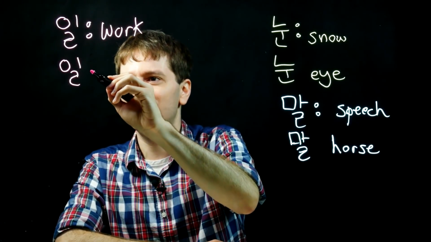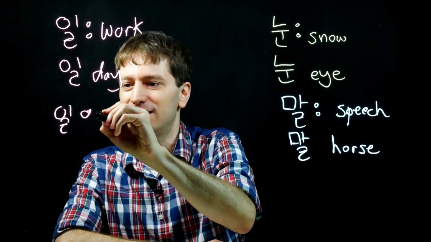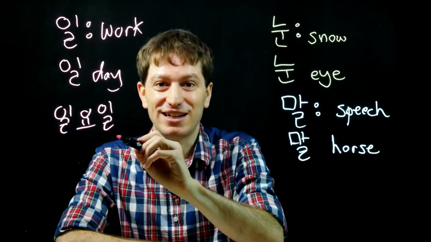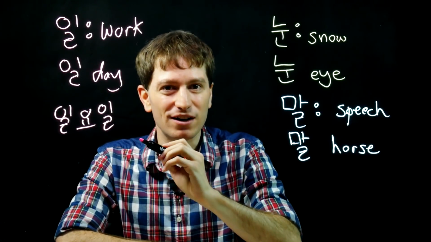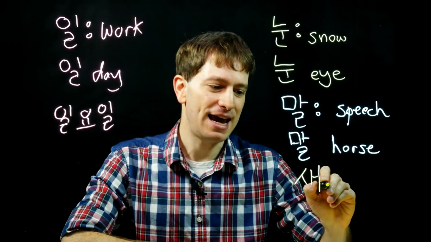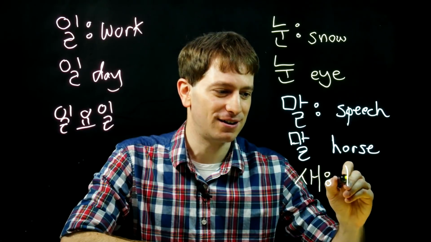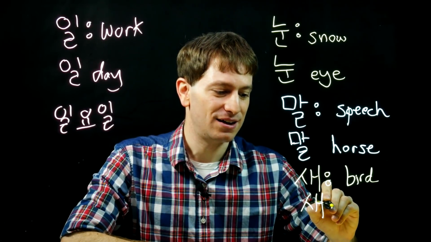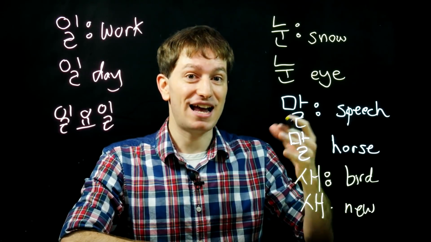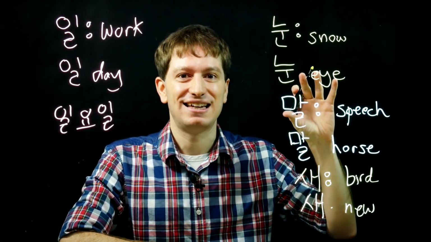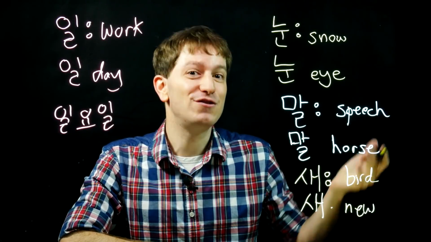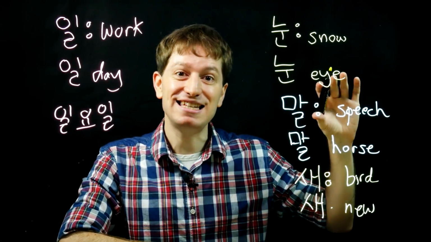So let's write the word Sunday here. 일요일. Koreans aren't going to say 일요일. They're going to say 일요일. But if they were to say that they worked, they'll say 일했어요. We can have 새, which means bird, or we can have 새, which means without the extra sound, which means new. If you were to buy a new house, you would say 새 집. 새 집을 샀다. I bought a new house. If you bought a birdhouse, you would say 새 집을 샀다.